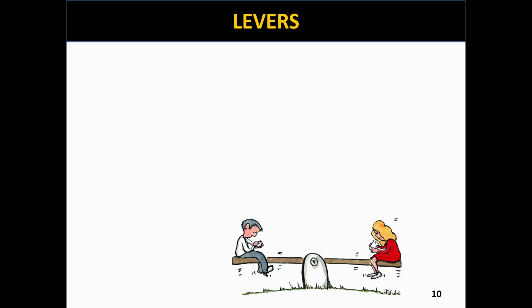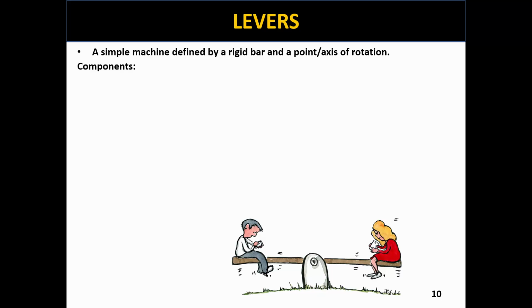In this lecture, we're going to take a look at a type of machine called a lever, and the lever is going to be a very effective tool or model to understand and analyze, at least statically, different elements of the human organism. And so a lever is just defined as a simple machine defined by a rigid bar and a point or axis of rotation.